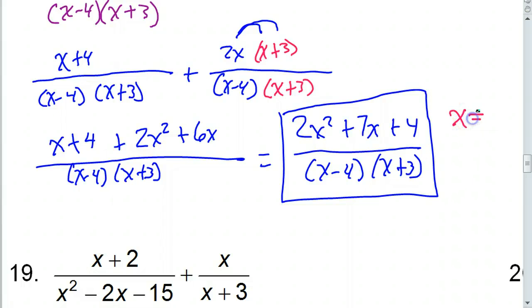And then the restrictions: x cannot equal 4 because of that. x cannot equal -3 because of that. And that's all there is to that.